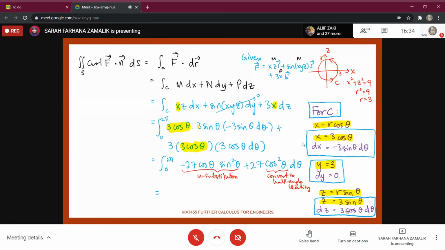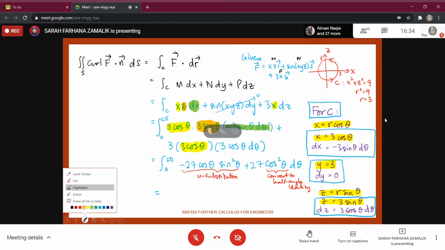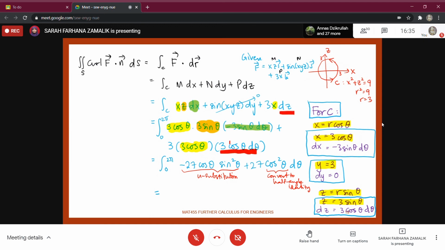Lagi kita ada apa kat sini? Z. Z is 3 sin theta. And then you have also dx dengan dz. So ni dx kita. Satu lagi, dz, okay. And then multiply. So bila nak integrate, boundary kat sini 0 until 2 pi.